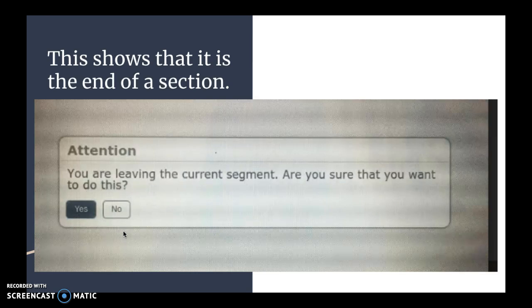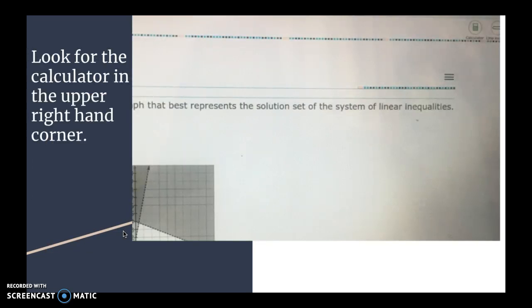Within the test, there are certain segments. It will not give you a warning that it breaks it into different segments. You'll just see this announcement below that says you are leaving a current segment. Are you sure you want to do this? If you click yes, you cannot go back to those previous questions. If you click no, then you can go back to those previous questions.